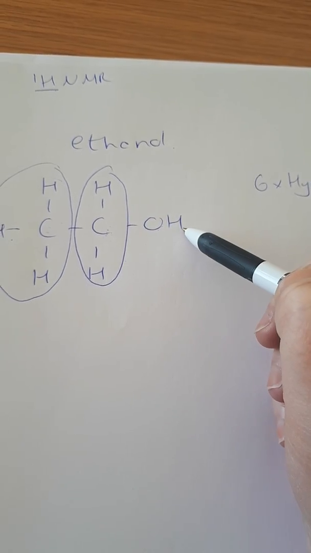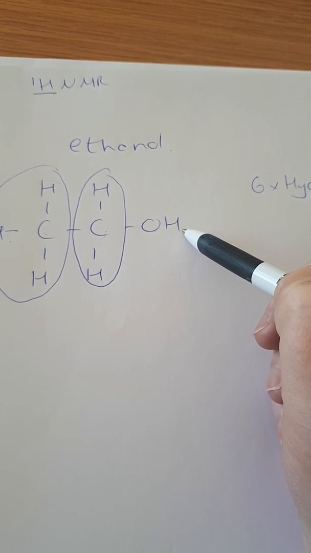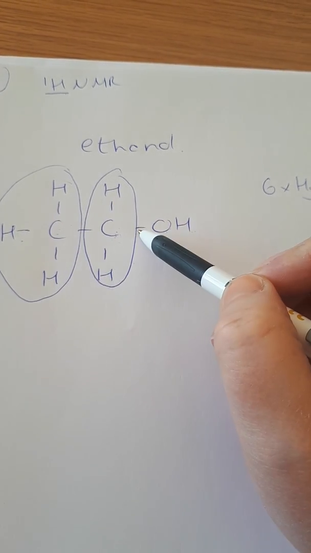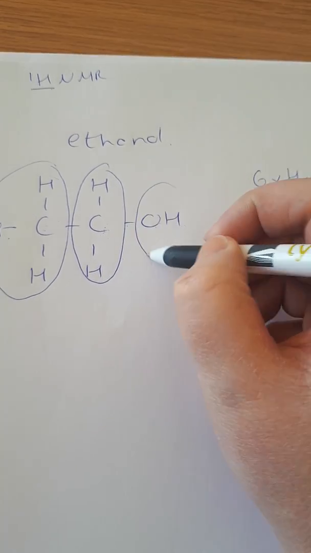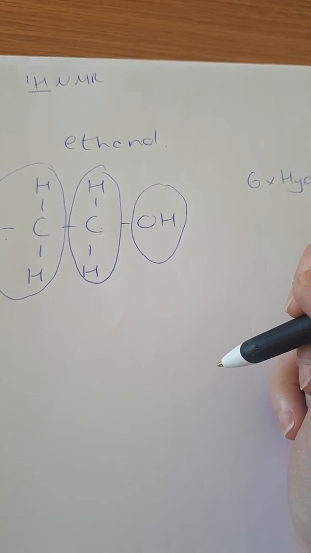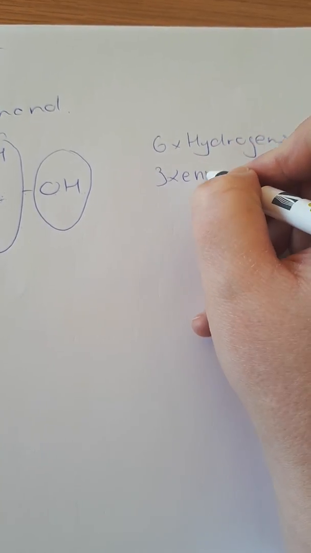Now we have one other hydrogen here, and I think it's pretty obvious. It's a completely different environment than these two. Not even attached to a carbon, it's attached to an oxygen. So that in itself is another environment. So within the ethanol, we have 6 hydrogens, but we have 3 environments.